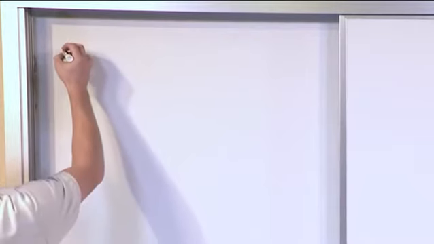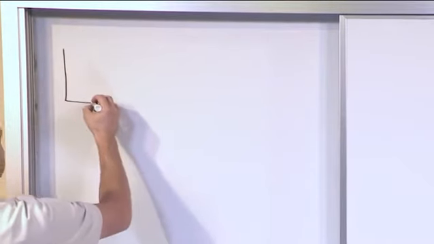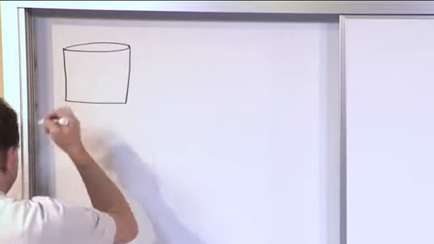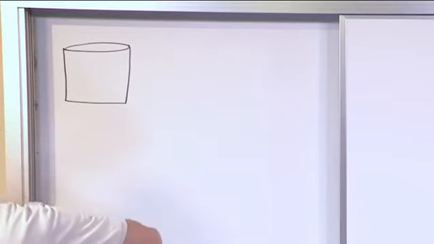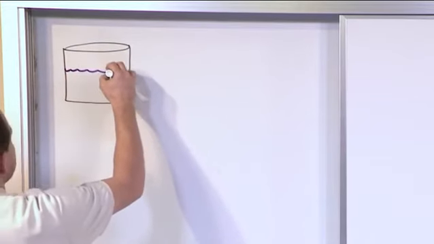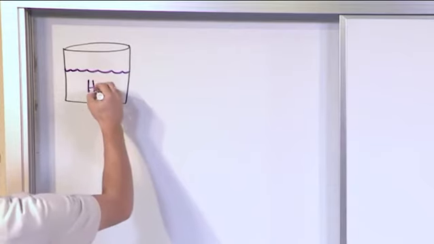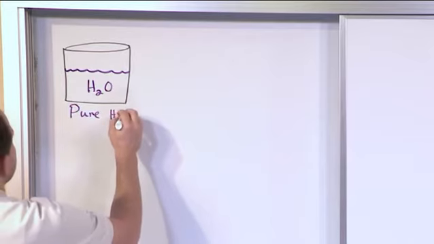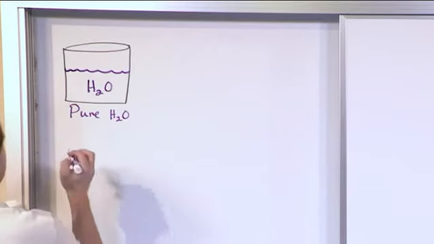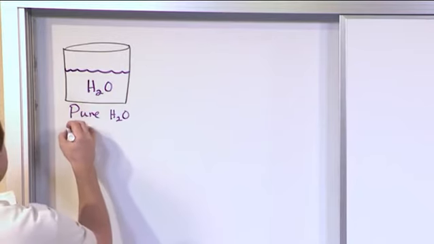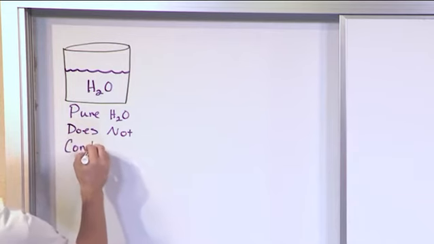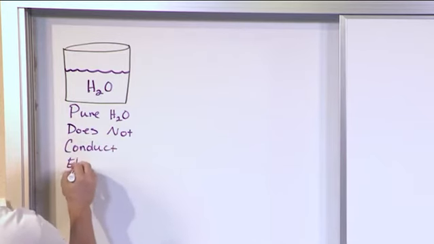So finally, we get to draw something on the board. What if we just have pure water? So I'll draw a little container like this. It's just a cylinder or something like that. And just to be cute, I'll pretend that my water is purple. So here's my water, H2O. And I'm going to say this is pure H2O, and it does not conduct electricity.